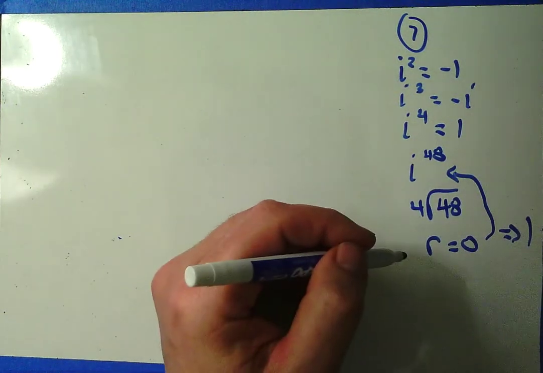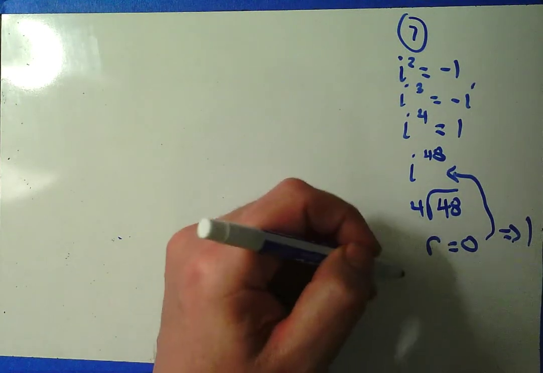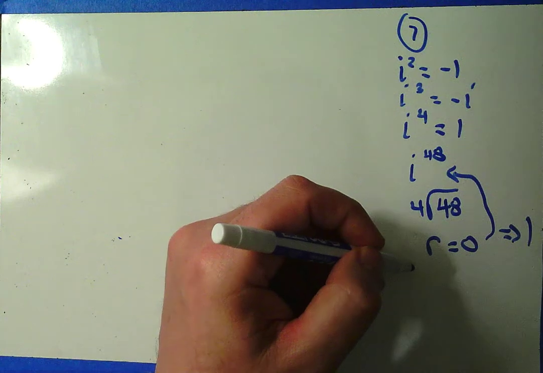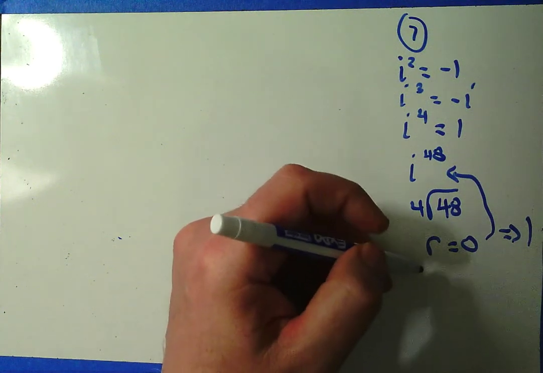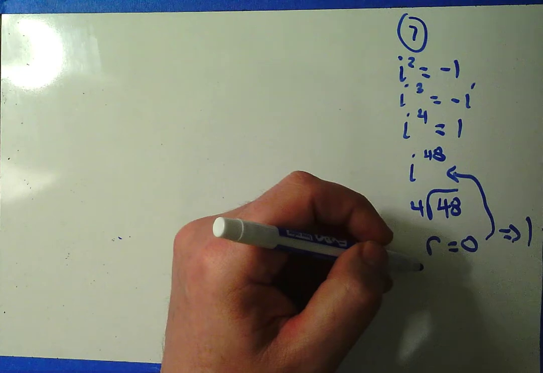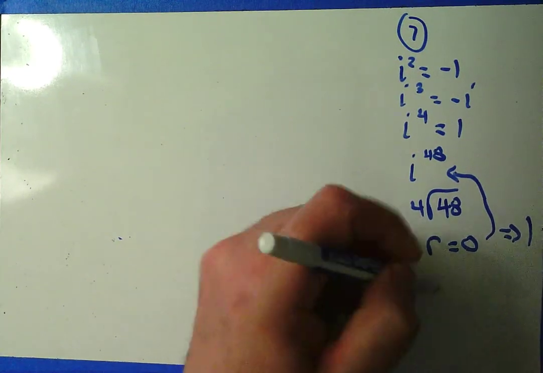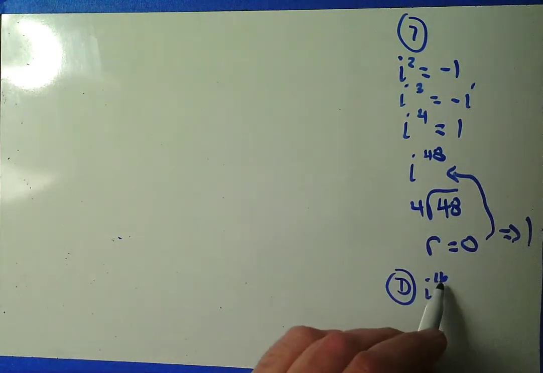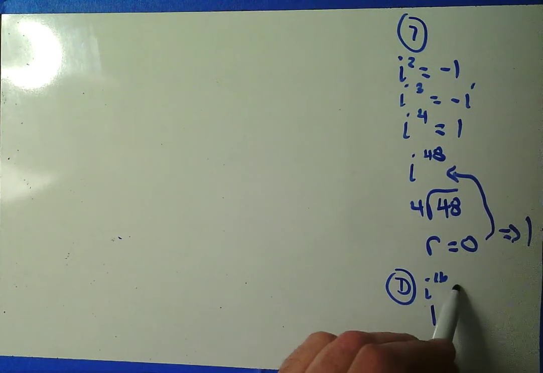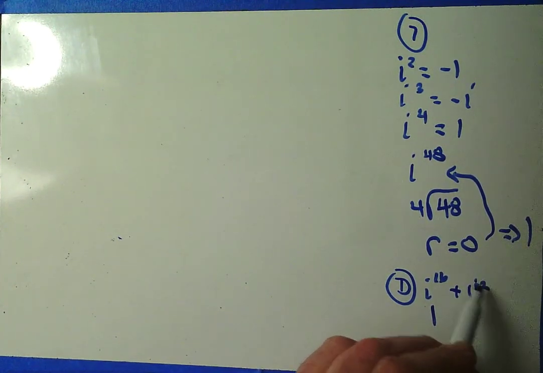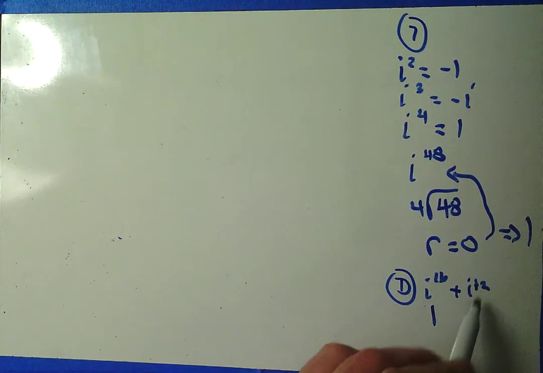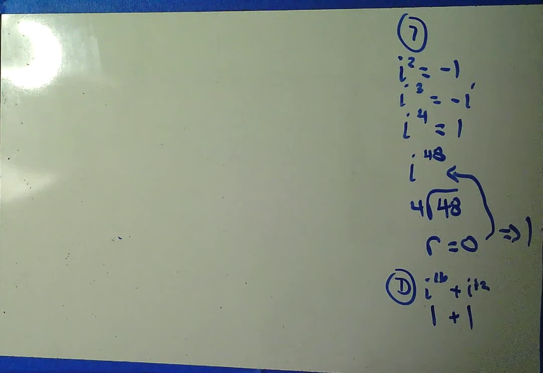Well, when I look at these choices, I notice that not all of them are divisible by 4 evenly. The only one where both exponents are divisible by 4 is choice D. i to the 16th, that's divisible by 4, so that's 1. And i to the 12th, that's also divisible by 4 evenly, so the remainder is 0, so that's also 1. And therefore, the value of these two terms added together is 2. All the others have a value of 0.